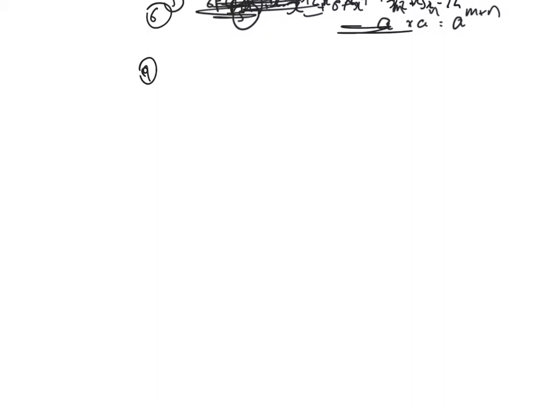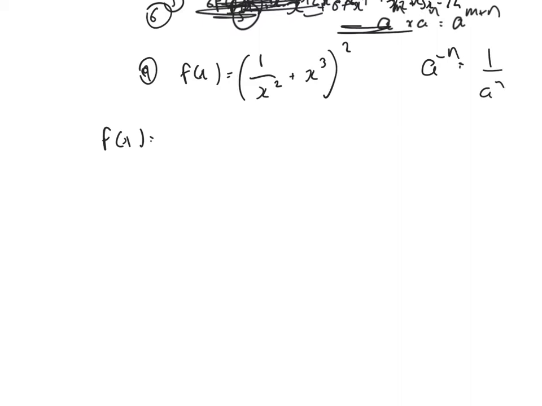Okay, example 9. F of x equals 1 over x squared plus x cubed all squared. Right, this is just getting a wee bit trickier, so let's just take our time and see what's the best strategy. Okay, the first thing that I would do within here is bring that up using the fact that a to the minus n equals 1 over a to the n. So I could now write that as x to the minus 2 plus x cubed all squared.